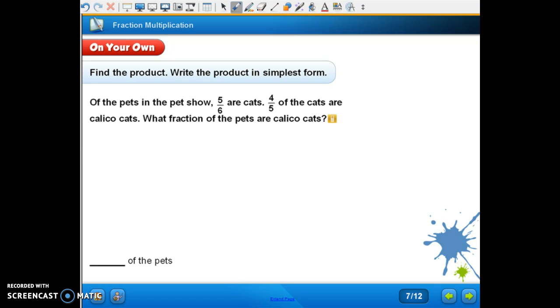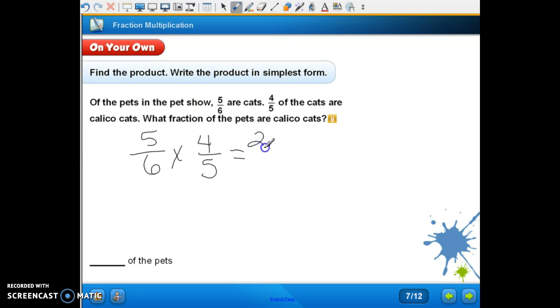Okay, this is down on your own, number 13. Of the pets in the pet show, 5/6 are cats. 4/5 of the cats are calico. What fraction of the pets are calico? So again, we're finding part of a part.